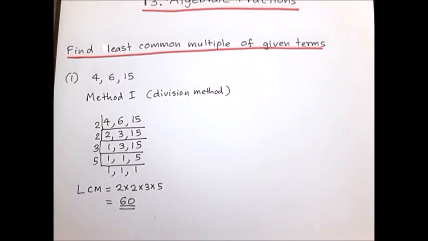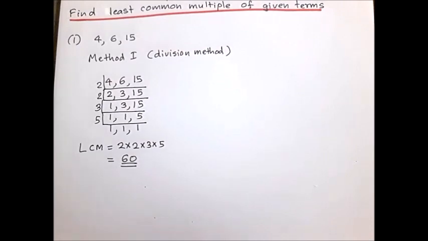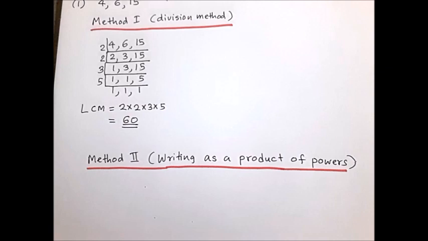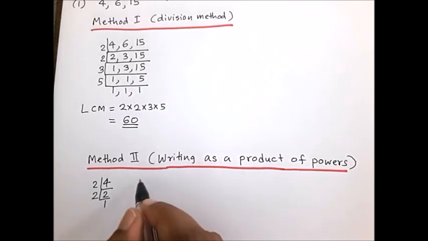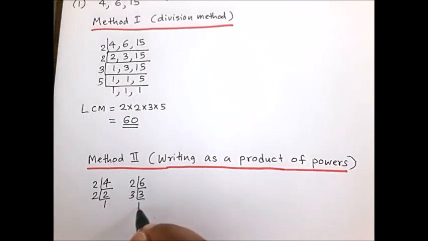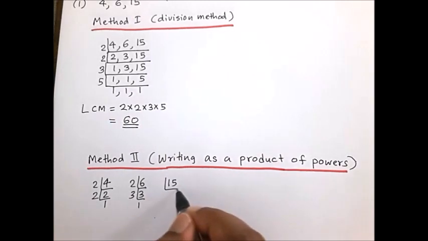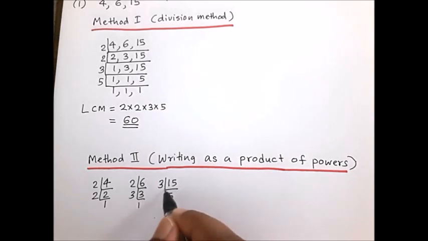Now I am going to describe the second method that you can use to find the LCM of the above numbers. In the second method, you have to write these numbers as a product of powers. First divide 4 by prime numbers. Divide by 2, 2. Again divide by 2, 1. Then divide 6 by prime numbers. Divide by 2, 3. Then divide by 3, 1. Then divide 15 by prime numbers. Divide by 3, 5. Divide by 5, 1.